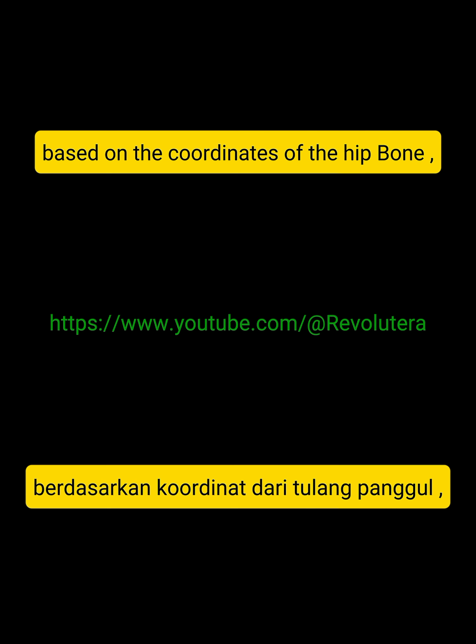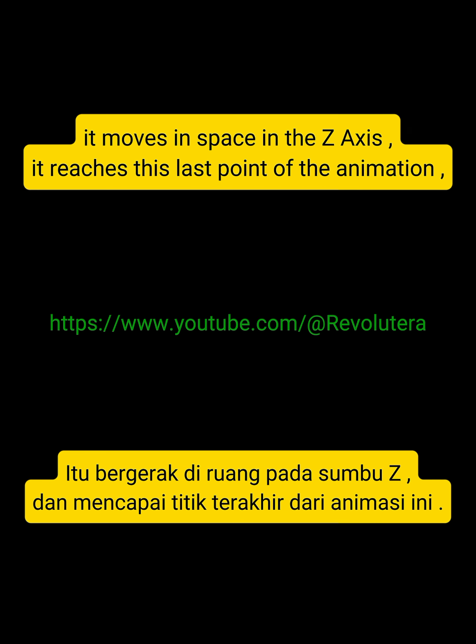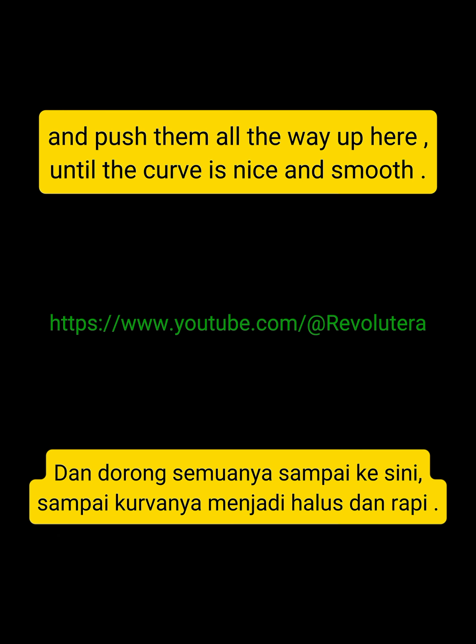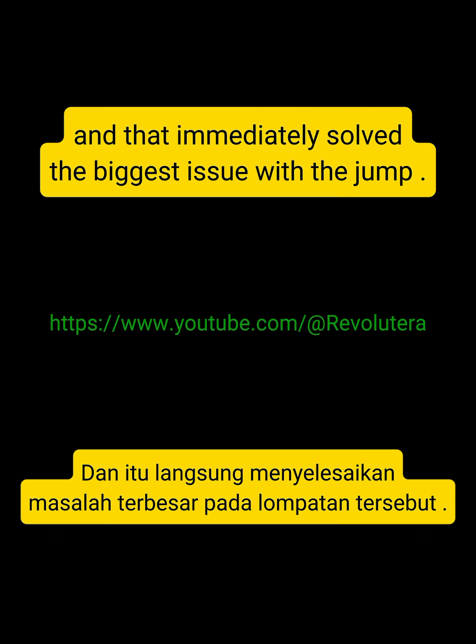Based on the coordinates of the hip bone, it moves in space on the Z-axis until it reaches this last point of the animation, as indicated by this sudden change in the curve. I push them all the way up here, until the curve is nice and smooth. And that immediately solved the biggest issue with the jump. And now, just to be sure, this one seems to be mostly fine.